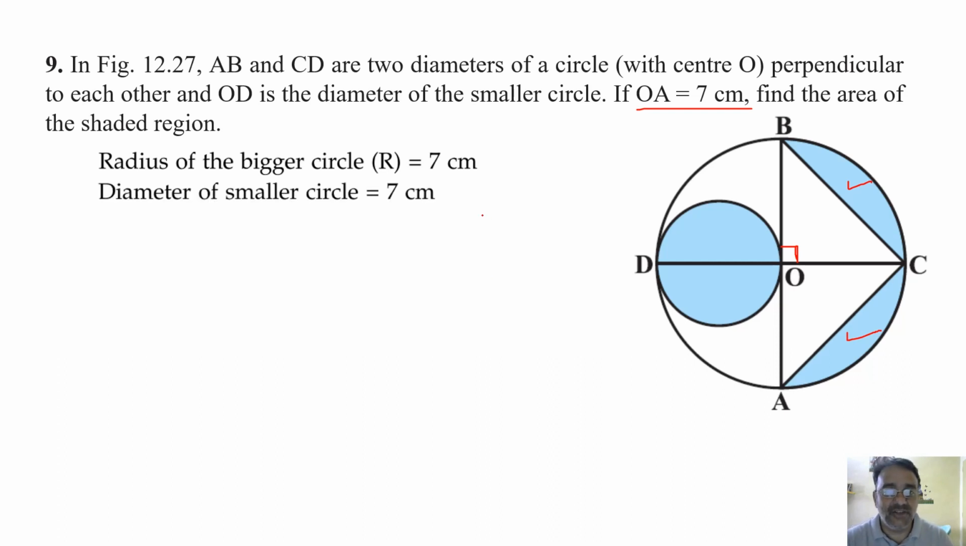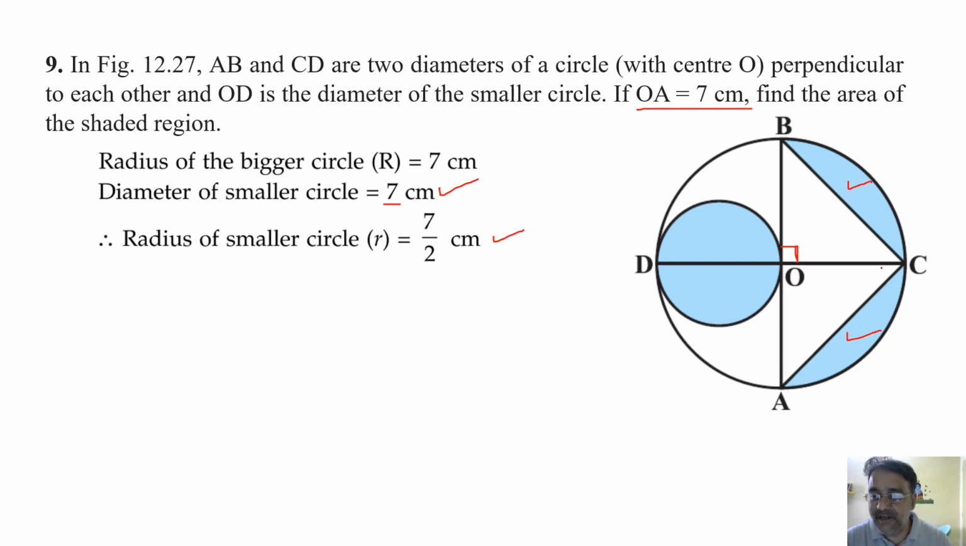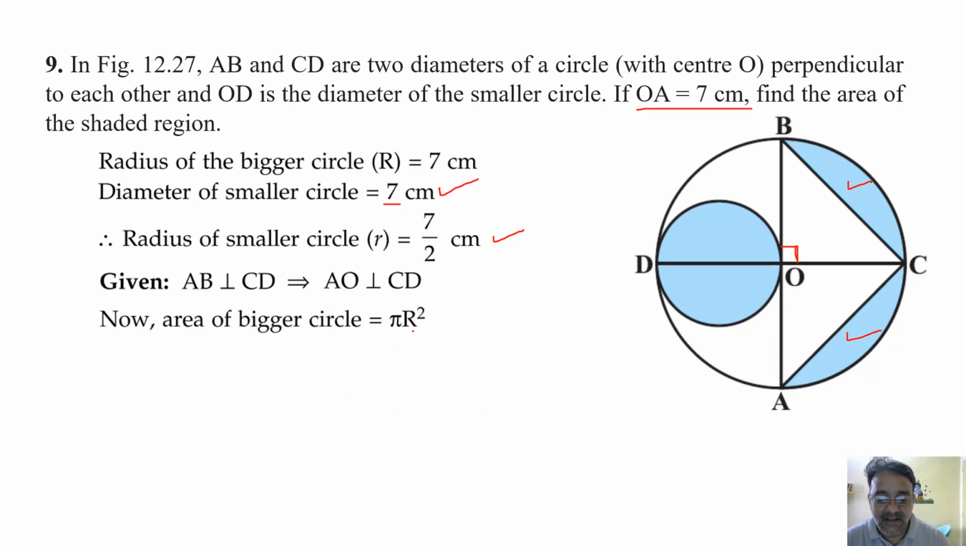So what will be the radius of smaller circle? 7 by 2. 3.5 centimeters. 7 by 2 will write. Okay, 7 by 2 centimeter. Now AB is perpendicular to CD, it is given. तो ओ ए जो है ए ओ परपेंडिकुलर टू सी डी भी हो जाएगा, राइट? क्लियर? नाउ एरिया ऑफ बिगर सर्कल दैट इज पाई आर कैपिटल आर स्क्वायर, इट विल बी इक्वल्स टू 22/7 इंटू 7 इंटू 7. सो ये दोनों 7 कैंसिल हो जाएगा, ओके, एंड विल गेट 154 सेंटीमीटर स्क्वायर.